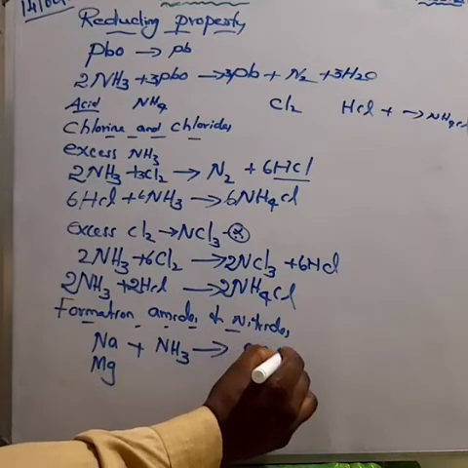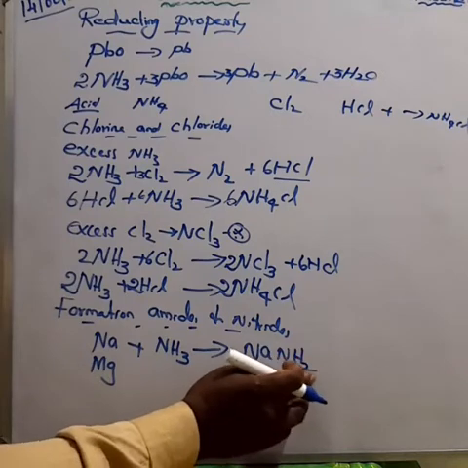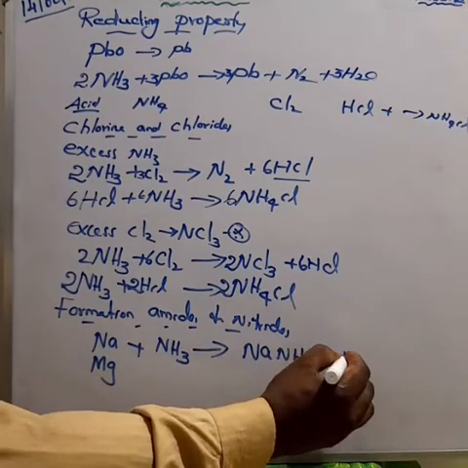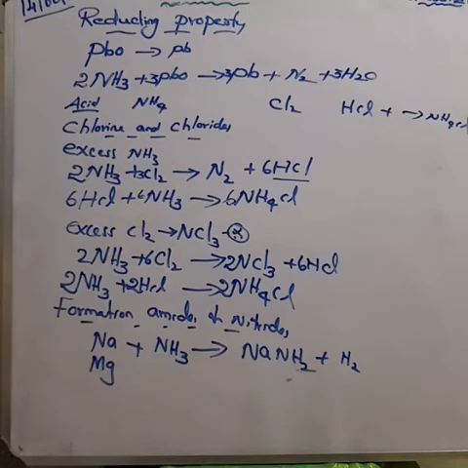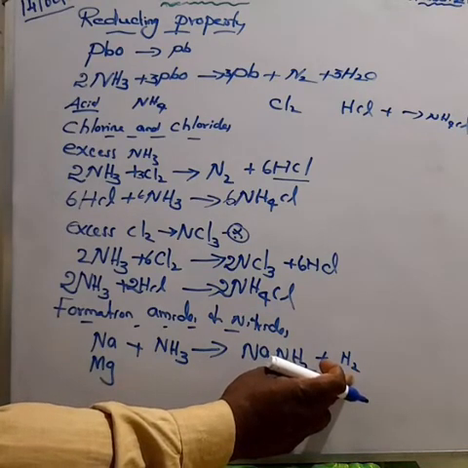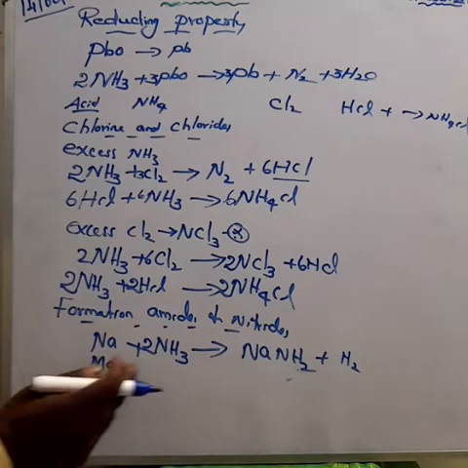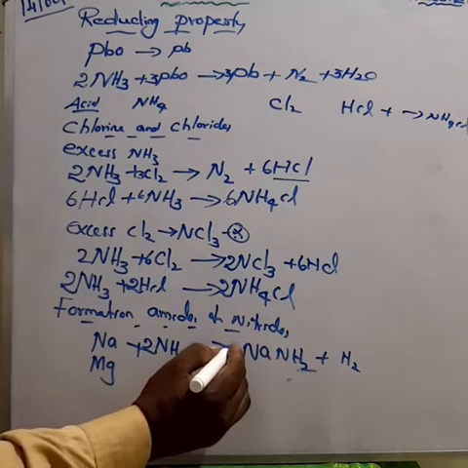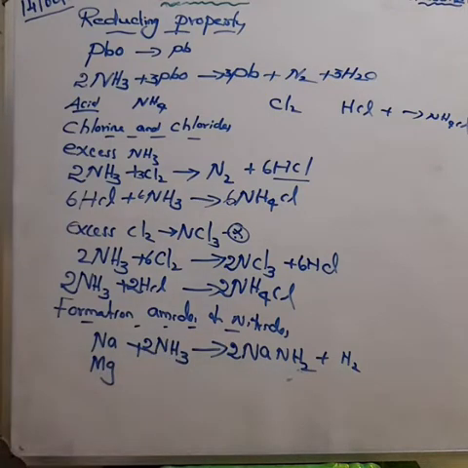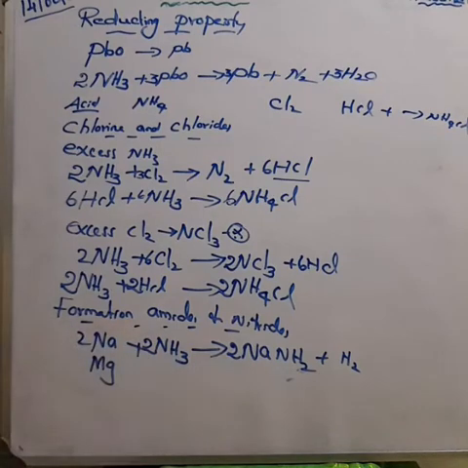sodamide. What's the formula here? NaNH2. And also, we get hydrogen gas. How can we balance the equation? Here we have H2 on the product side. So on the reactant side, make the ammonia 2 here. How much nitrogen is there? 2 nitrogen. So make it 2 nitrogen on the reactant side. How much sodium is there on the product side? 2. So make it 2 on the reactant side. Now the equation is balanced.